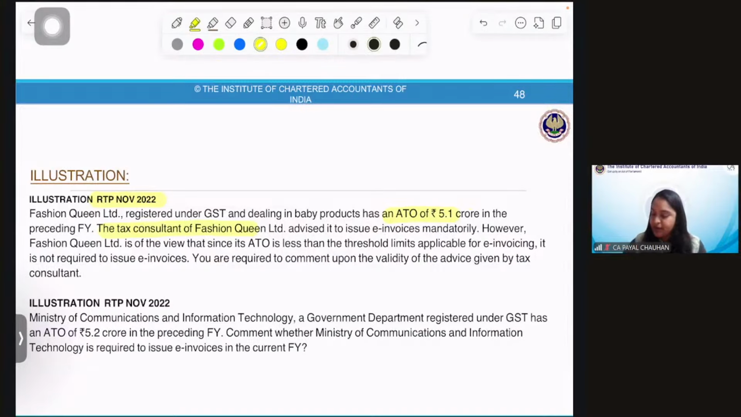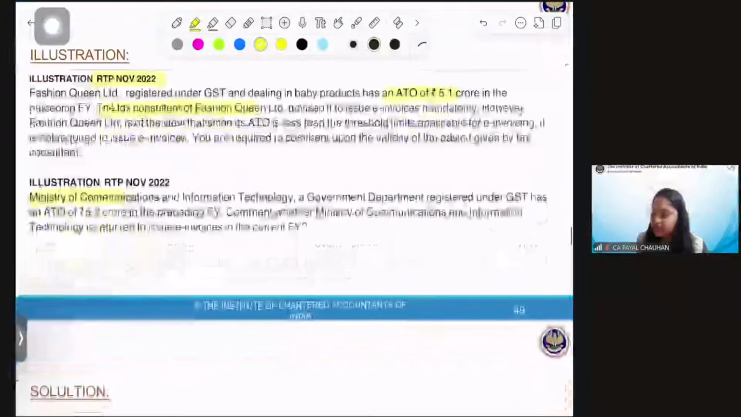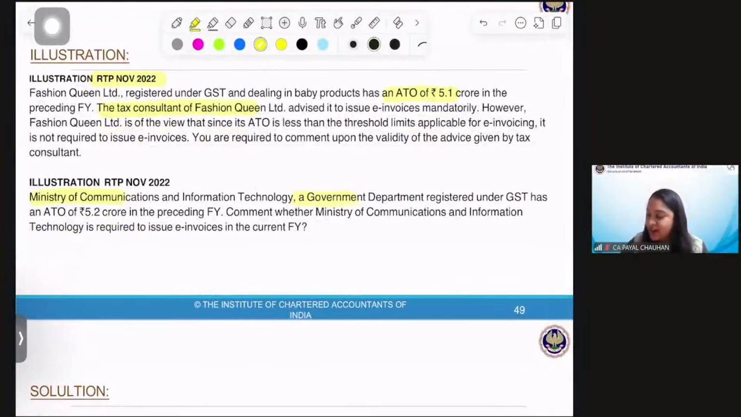Perfect, mandatory. Now, Ministry of Commerce and Information Technology, a government department. Do I need to read it more or do you people get it? I'm a government department, e-invoicing is not required. Yes, it's been exempted. Understood both the questions, everyone? In fact, the four questions related to invoice. Perfect. Now, solutions, I'm not reading it.